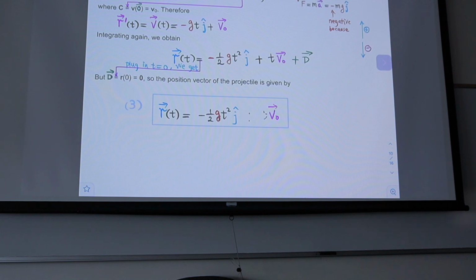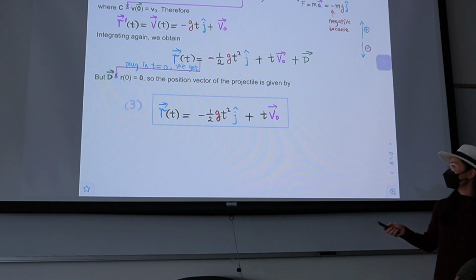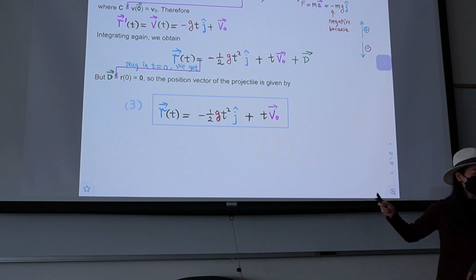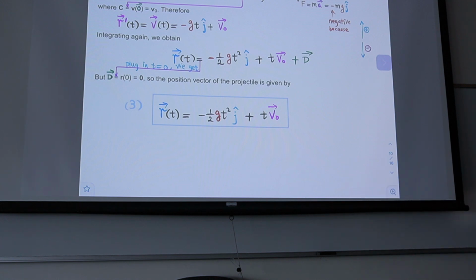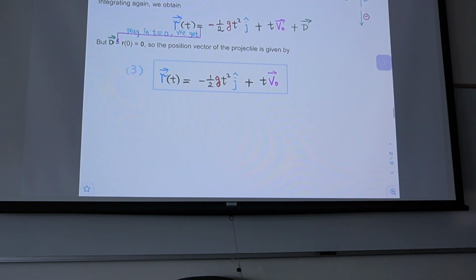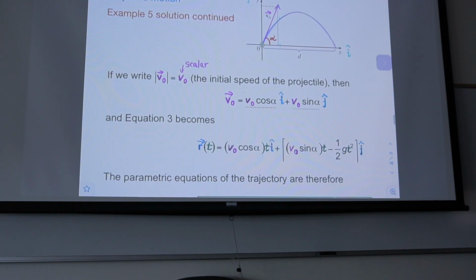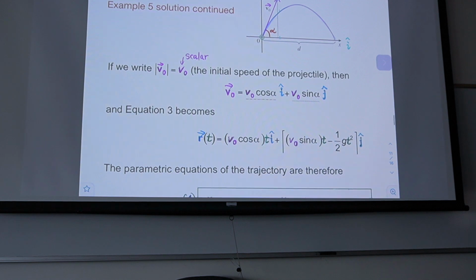So we got this. Does it look familiar to you guys in physics class? You remember that one? Negative g t squared over 2 plus t times the initial velocity. Maybe you will see that, and if you haven't, then maybe see that in physics. That's good. Let's call this equation 3. All right, now let's continue.